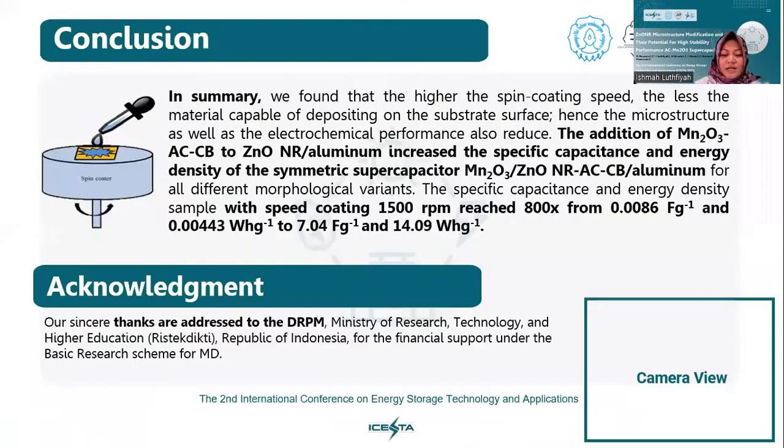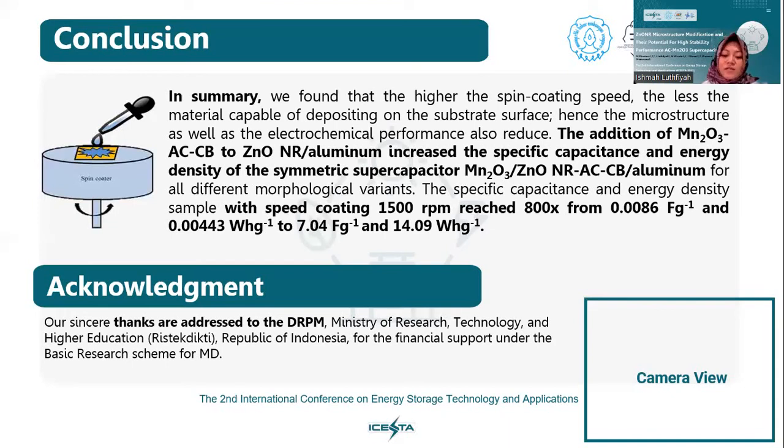So, the conclusion and acknowledgement. In summary, we found that the higher the spin coating speed, the less material is deposited on the substrate surface. Hence, the microstructure as well as the electrochemical performance is also reduced. The addition of Mn2O3 and activated carbon-carbon black to ZnONR on aluminum increases the specific capacitance and energy density of the symmetric supercapacitor with Mn2O3, ZnO nanorods, and activated carbon-carbon black, with aluminum foil as the substrate for all the different morphological variants.